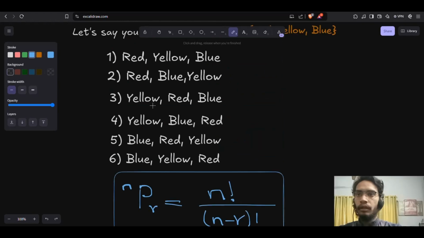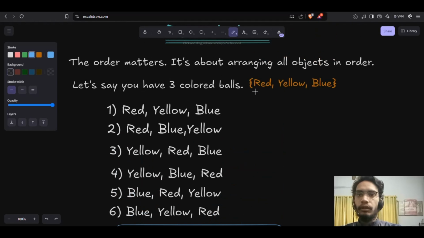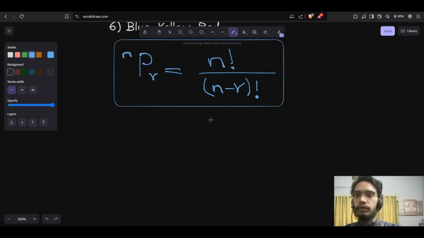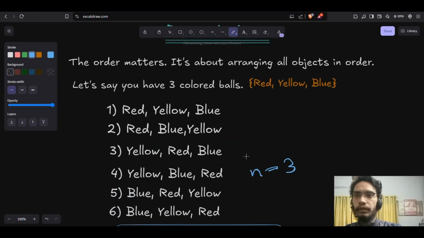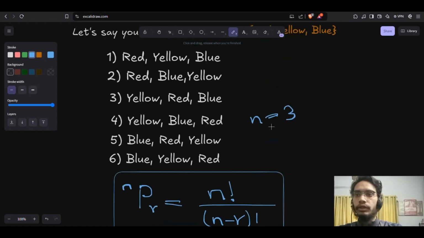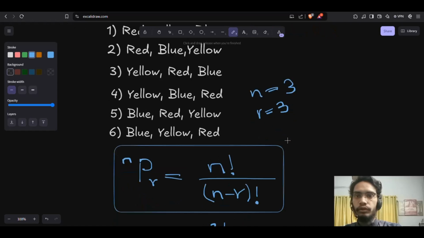If I wanted to solve this question with the help of the given formula, how are we going to do it? We had all of these three balls, so we had 3 factorial. n would be 3, and out of 3, how many balls are we taking for the arrangement? Again 3. We are taking all of these balls for the arrangement. So r would also be 3.